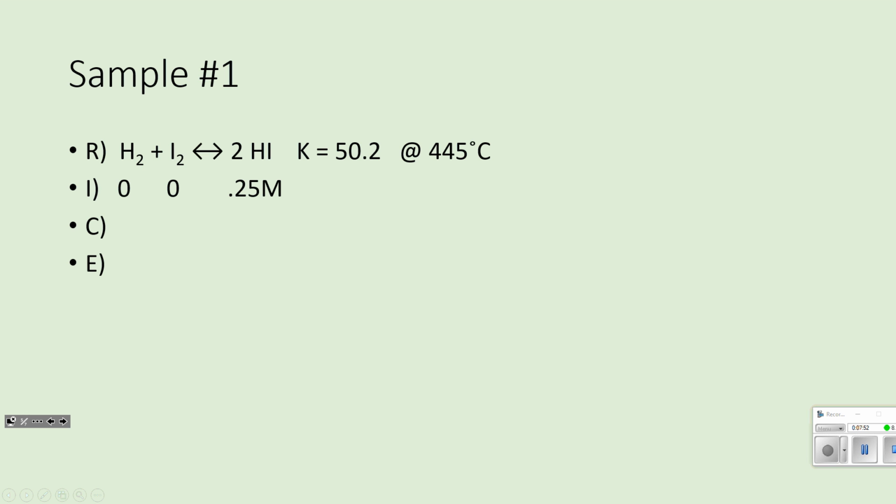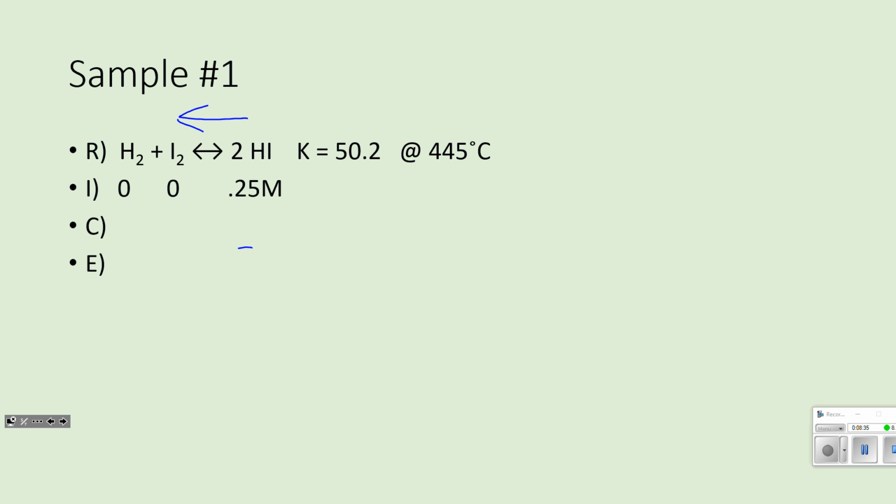Okay, here's problem number 1. Again, here's my reaction. I give you the K value, and all that you're given is the starting amount of the HI. So, if I were to solve this, again, first setting up the ICE table here, I would recognize that, hey, the reaction has to go to the left because I only have a product right now. I have to make some reactant and get that balance.